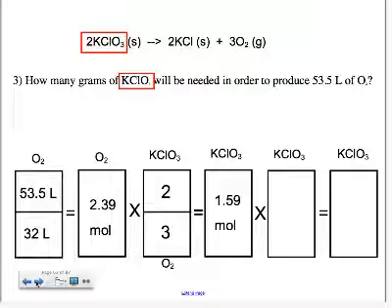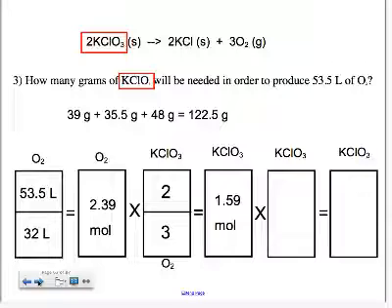And then to get to grams, because that's what the question asked for, I have to do the molar mass of potassium chlorate, which we did once before. It's 39 plus 35.5 plus 48, 122.5. So 1.59 moles times 122.5 grams gives me 195 grams of potassium chlorate would be produced, or would be needed, in order to produce 53.5 liters of O2.